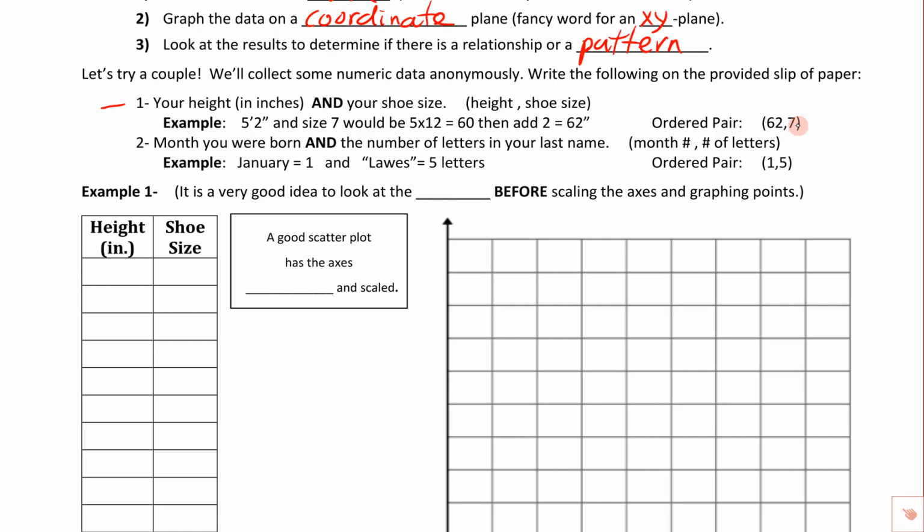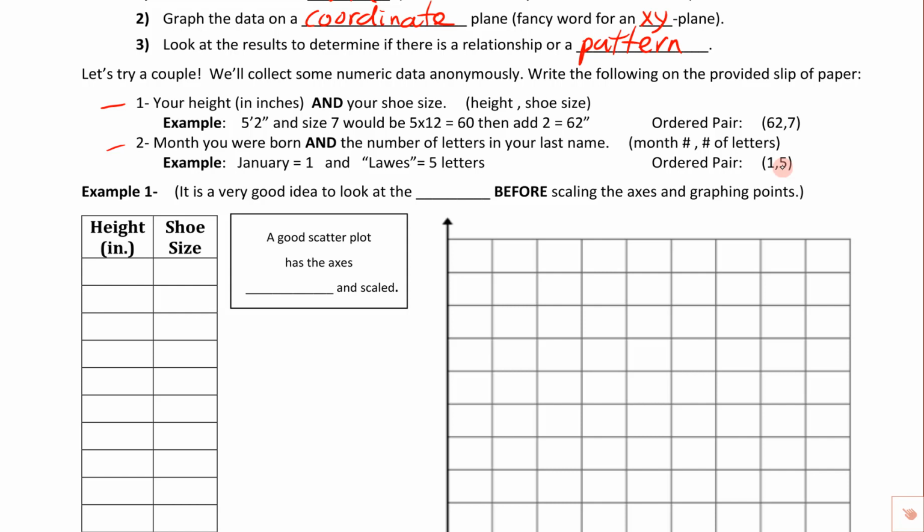The other thing that we want to write down is this. So again, we're doing two completely separate examples. The next one is the month you were born and the number of letters in your last name. So for example, let's say you were born in January, that would be month 1, and your last name was Lawes, L-A-W-E-S. So there's 5 letters here. You were born in the first month, so that means the ordered pair would be 1, 5. So if you've got any questions about how to figure that out for yourself, please make sure you ask.